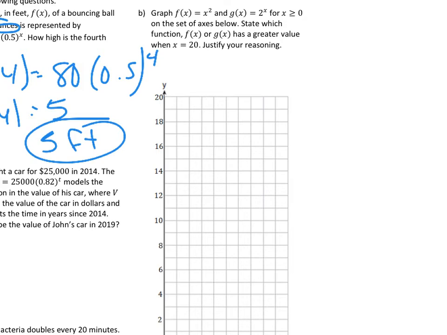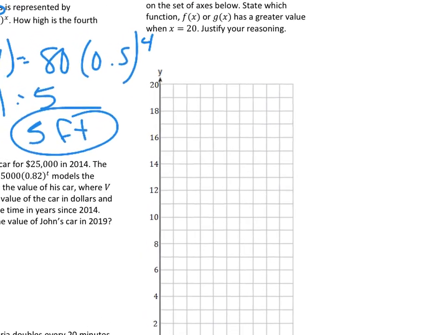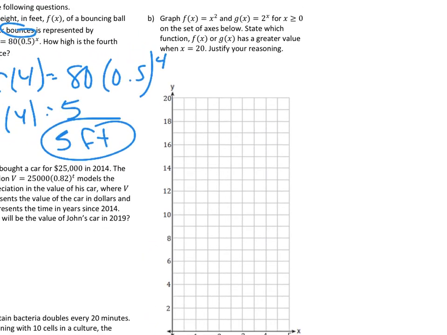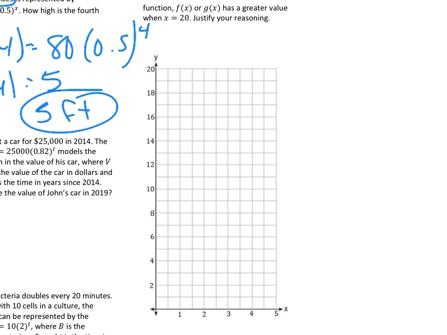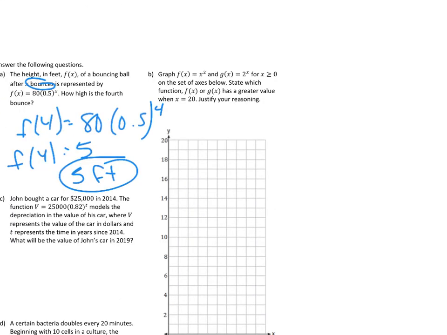So we'll first graph x squared. So hopefully you remember that's from last unit. X squared is the quadratic function. And where 2 to the x is now the exponential, because the exponent is in the exponent position. First I'm going to color code these. F of x I'm going to do in blue. G of x I'll do in green.